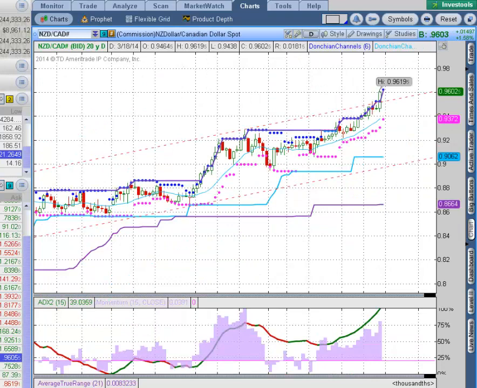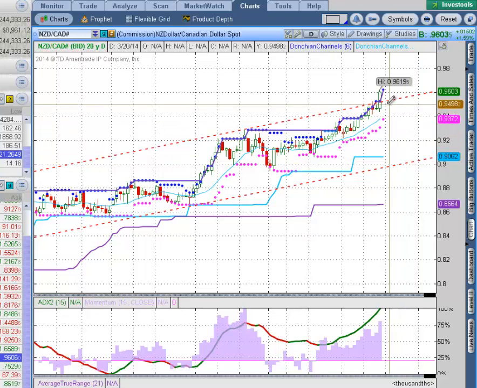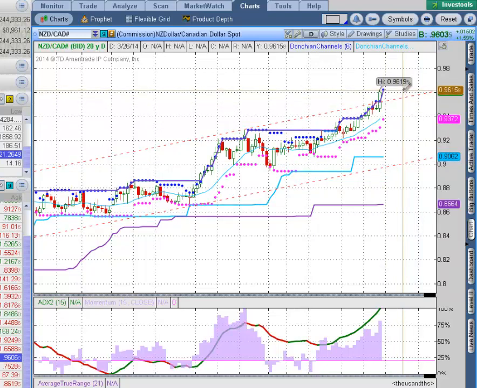Let's now look at the price charts for our 3 qualified pairs. Here's the New Zealand Canadian dollar. Price has been in a medium-term uptrend channel, and today price broke through the top of that channel. This would be a bullish trade.